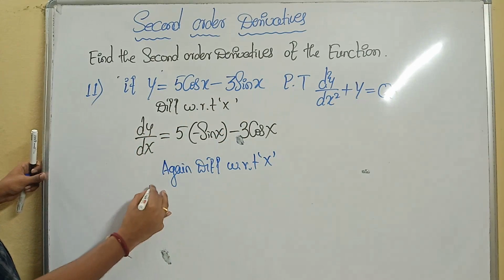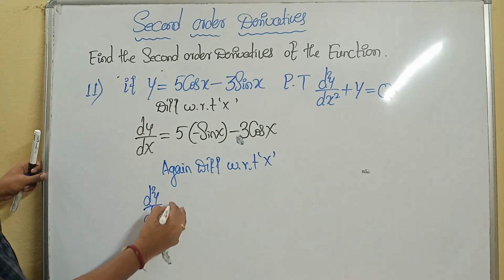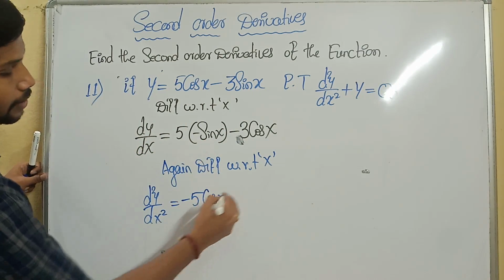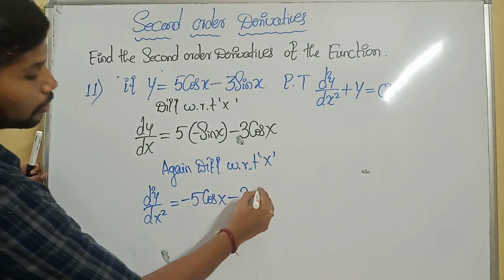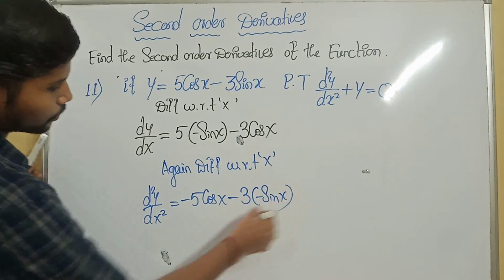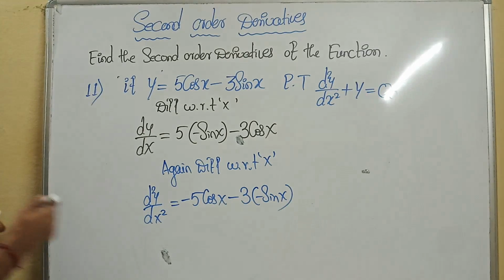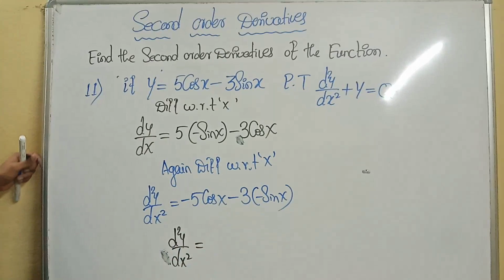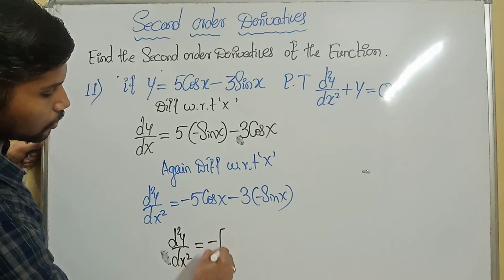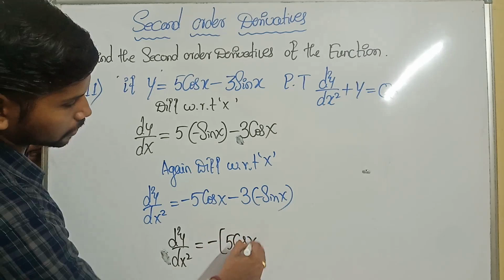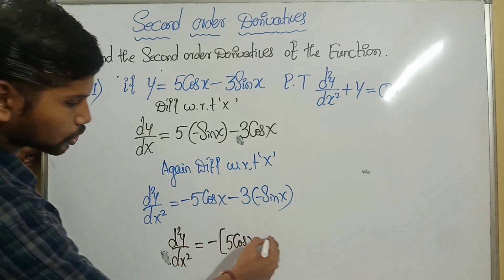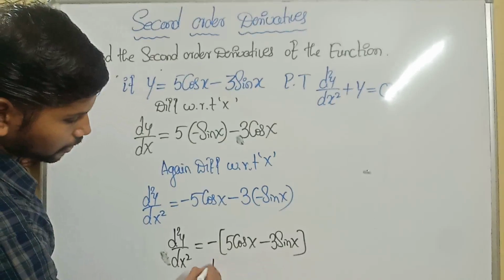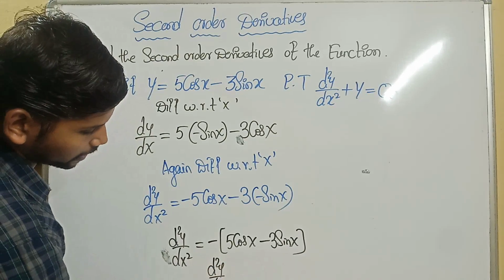The derivative of dy by dx will be d square y by dx square. This will be minus 5, the derivative of sine will be cos of x, minus 3 as it is, the derivative of cos will be minus sine x. I'd like to simplify this part. d square y by dx square is equal to, taking minus common, 5 cos x, and minus outside, 3 sine of x. Got it?